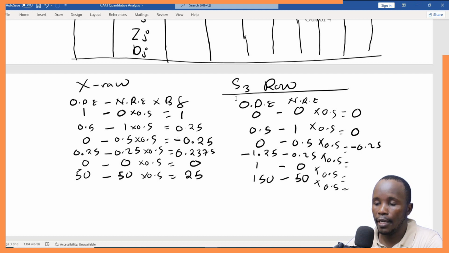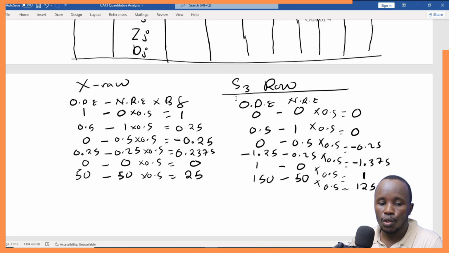So when you have 1.25, this is negative. So negative 1.25 minus 0.125. You get this one here. This one will be negative 1.375. Then this one will give you 1. And finally, this is 50 times 0.5. It is 25. 150 times 25. This gives you 125.